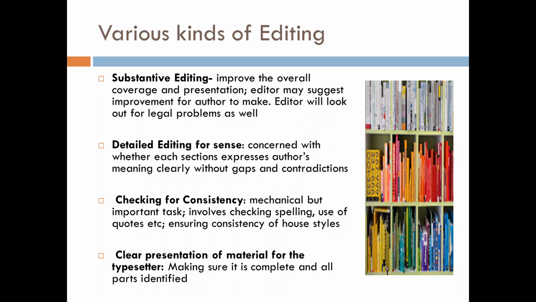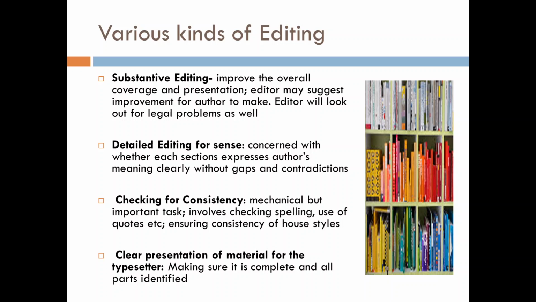There are various kinds of editing. First one is substantive editing. It actually aims to improve the overall coverage and presentation of a piece of writing, its content, scope, length, level, and organization. So the editor may suggest improvements for the author to make, or may, by agreement with the author, even rewrite and rearrange the material, and he can even suggest better illustrations.